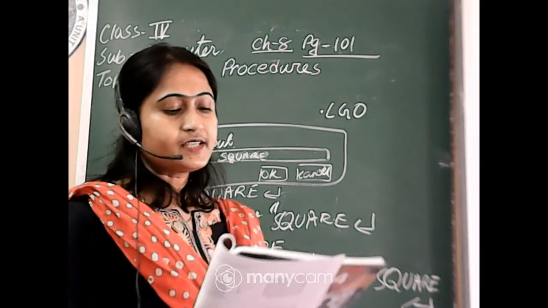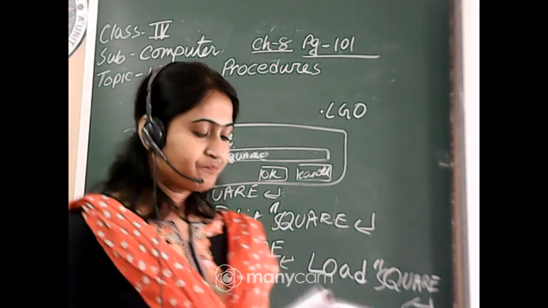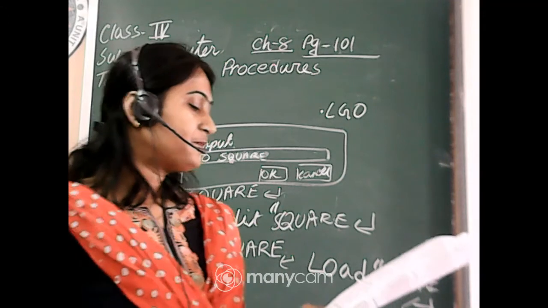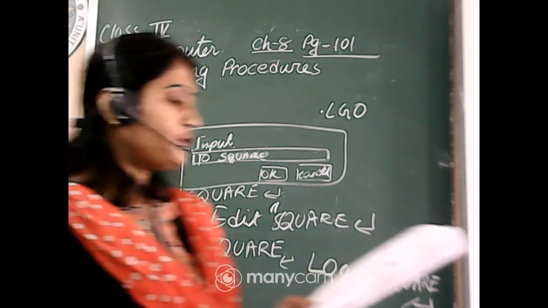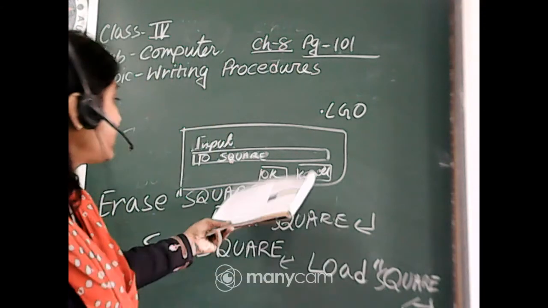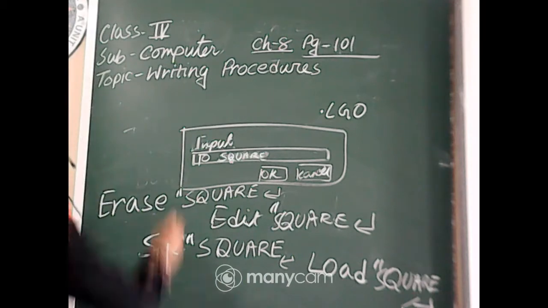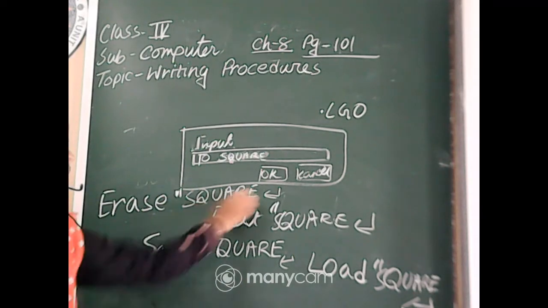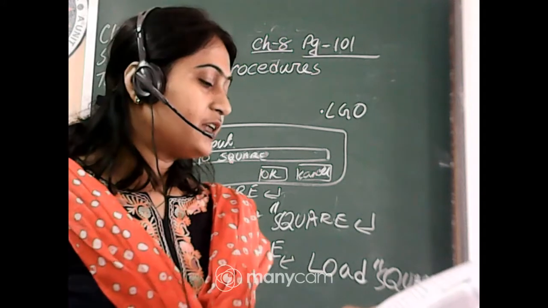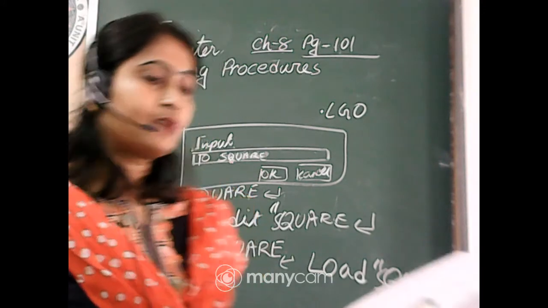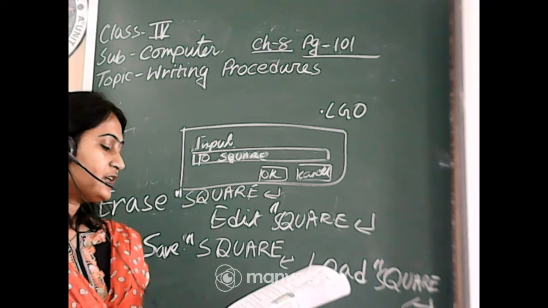To erase our procedure, type erase, then the procedure name in a double quote in the input box, and then press the enter key. Obviously, you have to press the enter key. The example: erase space double quote and procedure name, then press the enter key. Logo will delete the procedure.